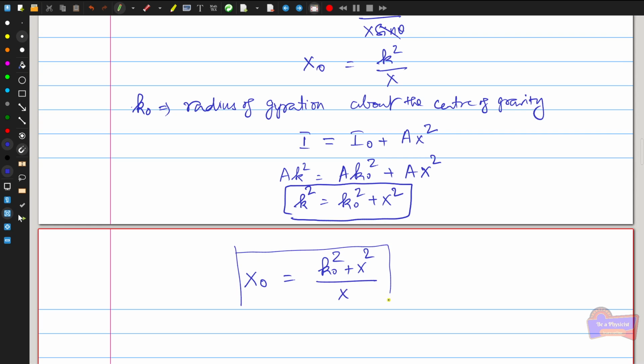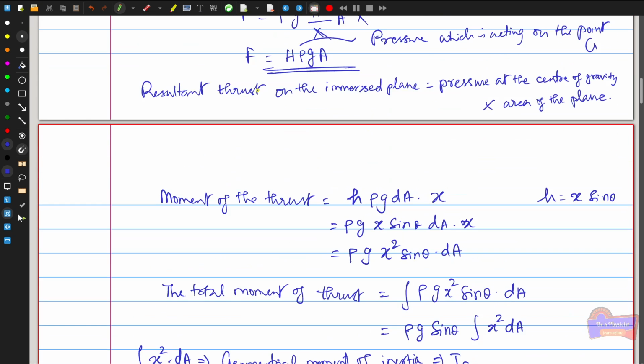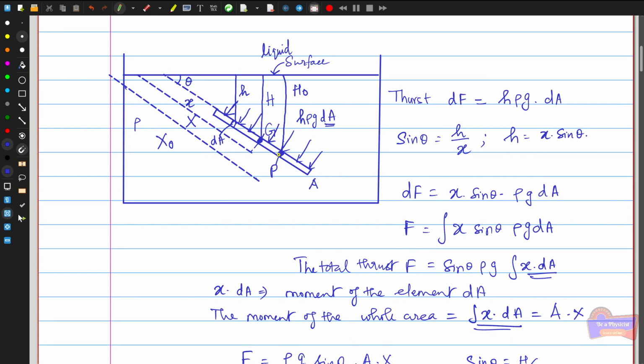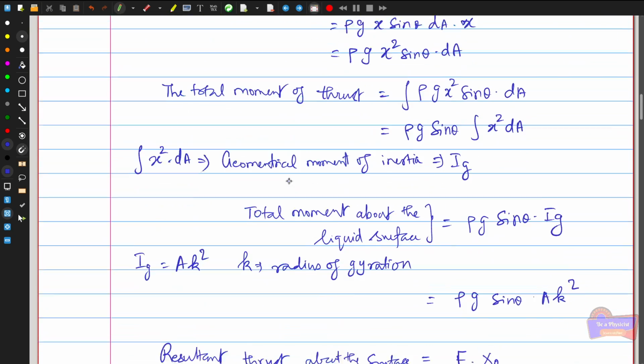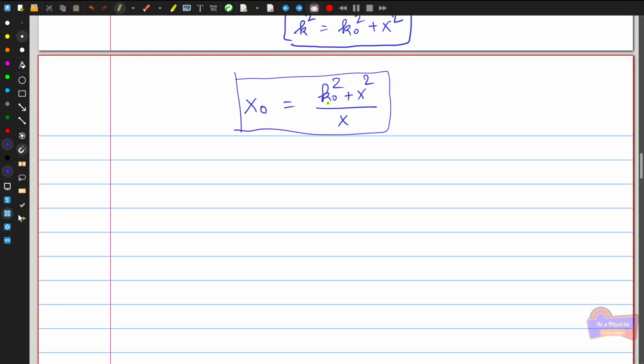So from this equation you can find x0, which is nothing but the center of pressure point from the liquid surface. The equation for the center of pressure depends upon the geometry of the material we have used. If the geometry is different, that means a rectangle, a circle or a triangle, then the center of pressure will be different. So from this equation, we can easily find the center of pressure of any lamina, rectangular, circular or triangular, which we will see in the next class.